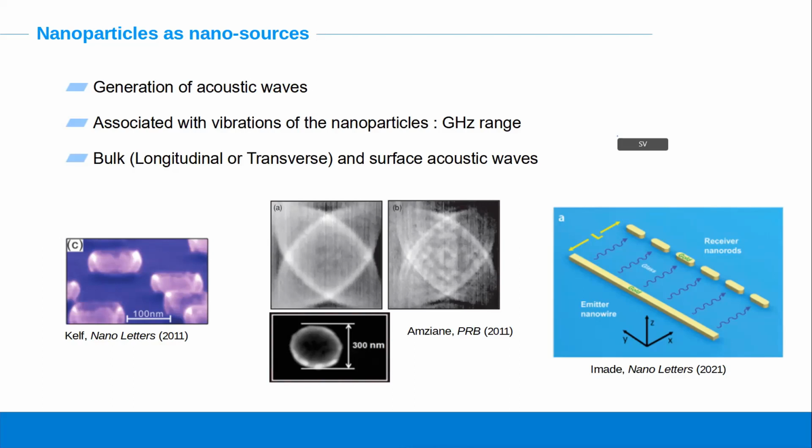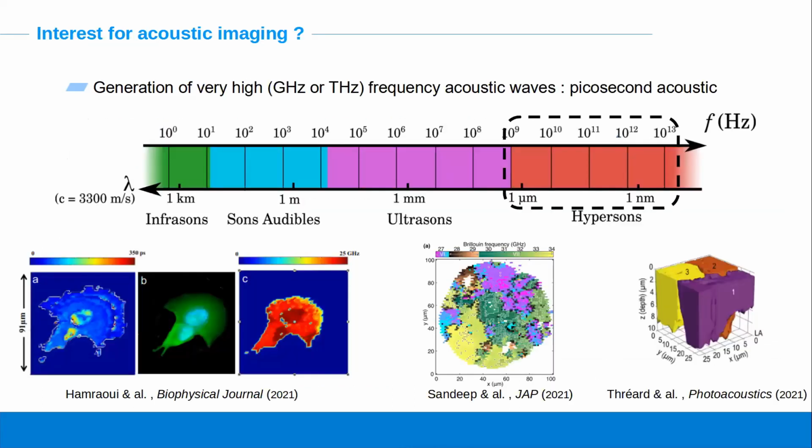And so the idea for my PhD, I skip a step. Usually, to generate very high frequency, you use picosecond acoustic techniques, which are based on the absorption of a laser pulse to generate gigahertz or terahertz waves. And you can use this technique to do some acoustic imaging.